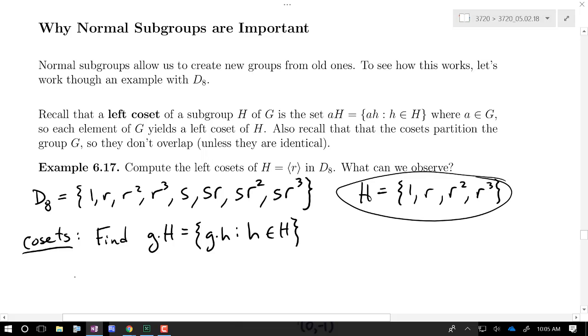So if I take, for example, the 1 coset, and I take each of the elements of H and multiply it by the identity element, what's going to happen? They're going to stay as they are. So this is just 1, R, R squared, R cubed. So that's the 1 coset.